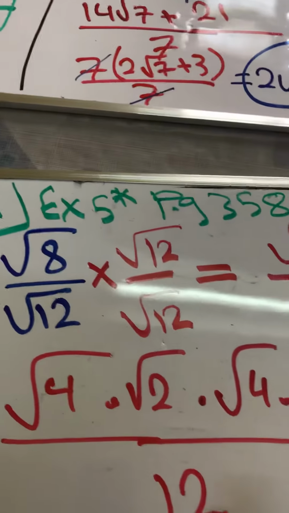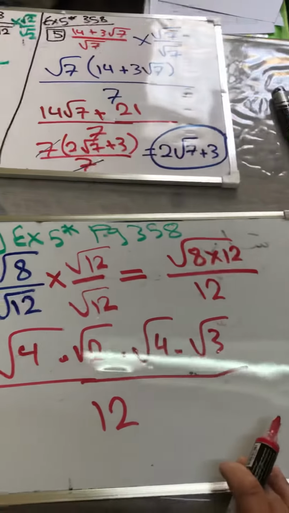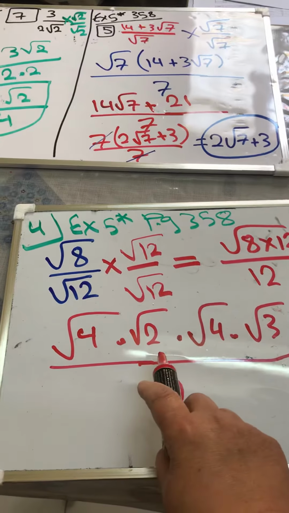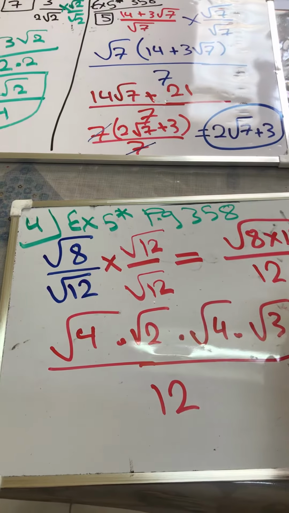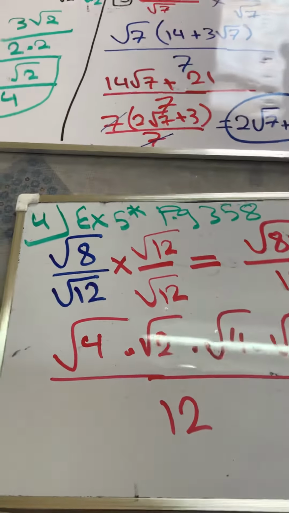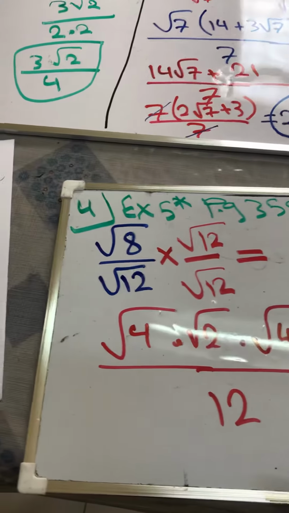Yes, over 12. You understand what happened? Instead of square root of 8, I made square root of 4 times square root of 2. Instead of square root of 12, I make it square root of 4 times square root of 3. And then, let's complete. Okay?